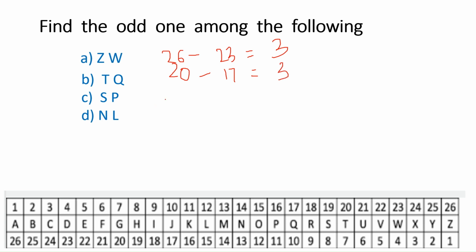Now look for the next option. What is the value for S? That is 19. Minus, what is the value of P? That is 16. So 19 minus 16 is also 3.